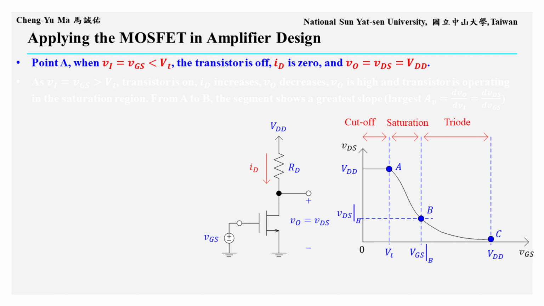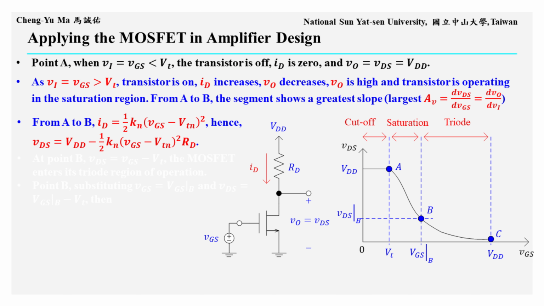Next, let us look at the transfer curve between the input voltage VGS and the output voltage VDS, as shown on the right. First, when the input voltage VI, or VGS, is less than VT, the inversion channel is not formed. Therefore, the MOSFET is in the cutoff region and ID is 0. Since there is no voltage drop across RD, the output voltage VO, which equals VDS, is equal to VDD. This corresponds to point A in the figure.